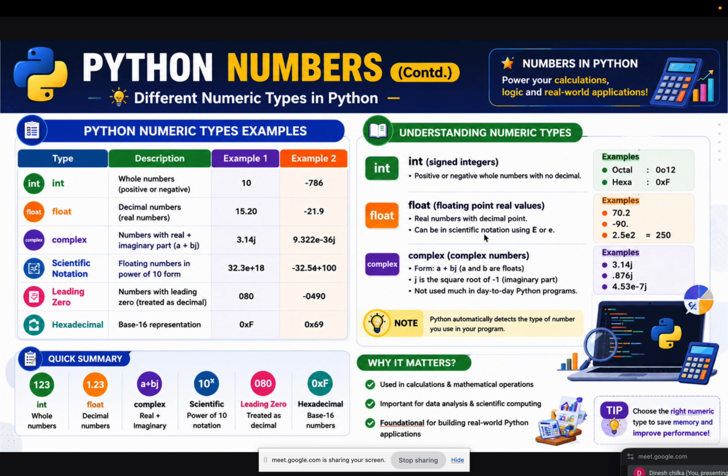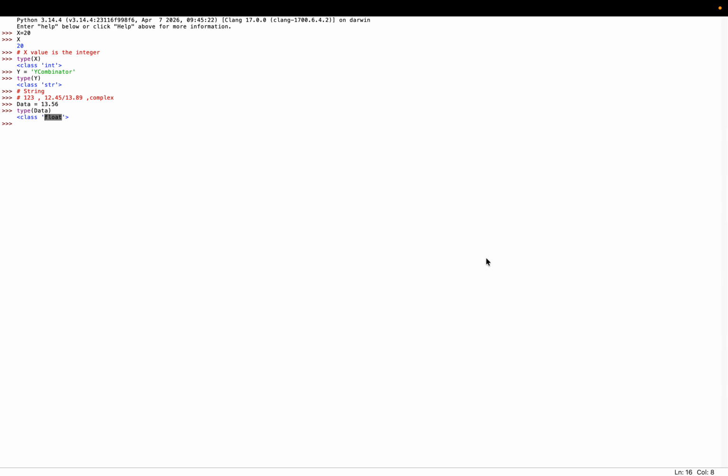Now what is a complex number? Let's understand that. So we found out the integer number, and we found out the float number as well. Do you want to go for one more example? Let's go ahead now.